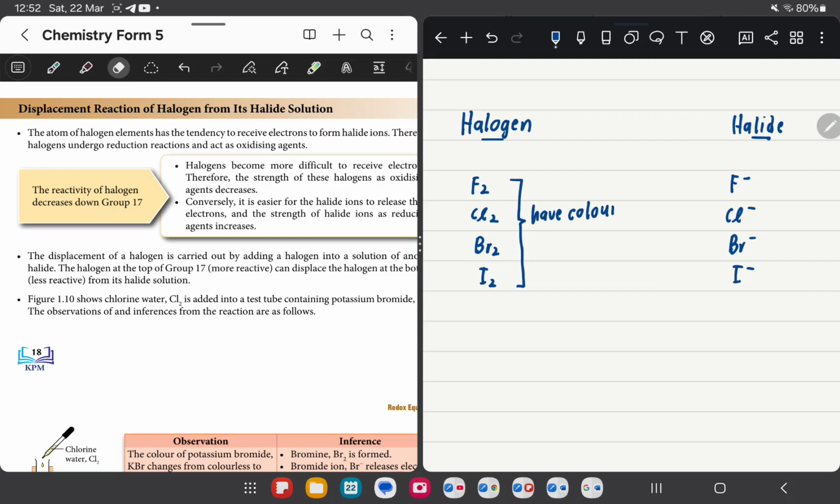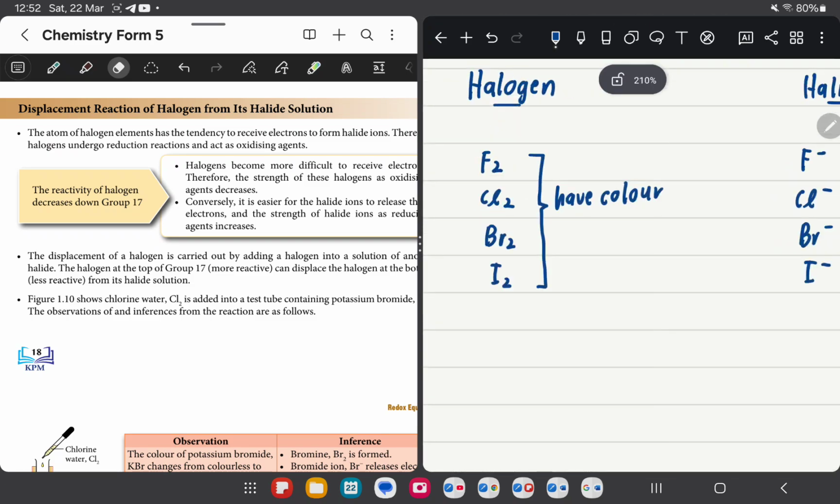Okay, and they have their own state of matter. Yeah, okay, because chlorine will exist as gas only, bromine will exist as liquid only, iodine will exist as solid only. That one is for your Form 4.